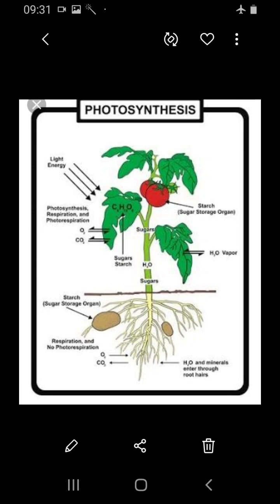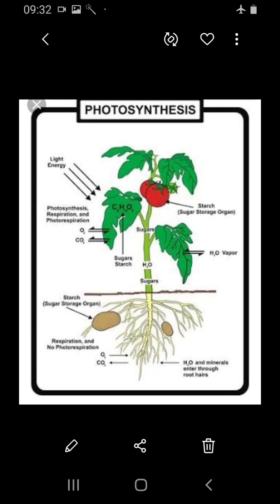Photosynthesis is nothing but the preparation of food by plants. Only plants are called autotrophic organisms because they can synthesize their own food. Auto means self, so they can synthesize their own food. Photo means light and synthesis means to build. So plants preparing their own food in the presence of light is called photosynthesis.